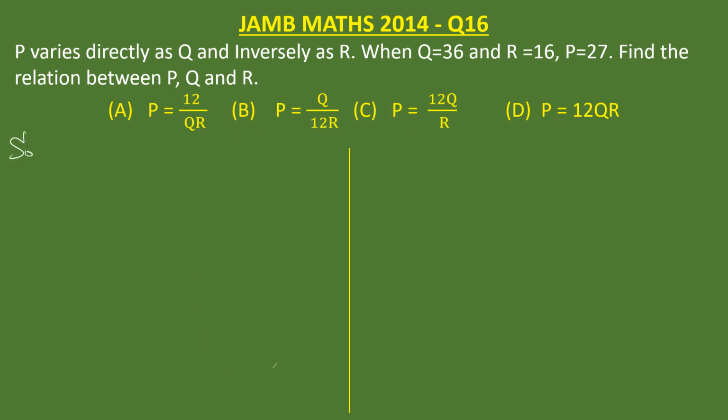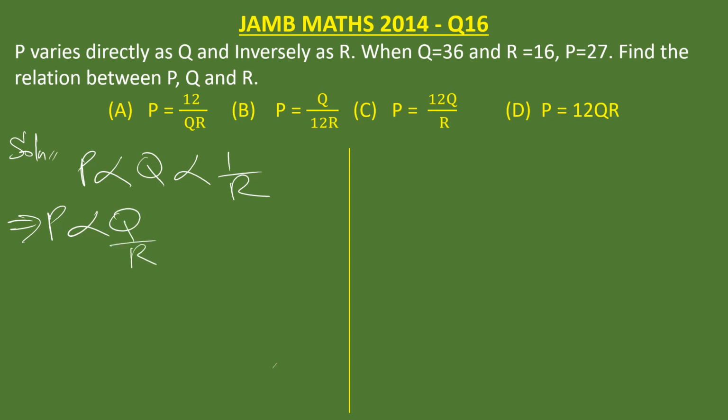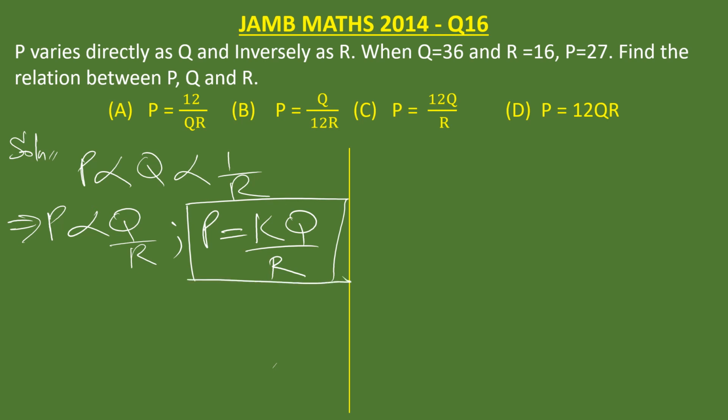So let's proceed. Solution. It says P varies directly as Q, and inversely as R. This simply means that P varies directly as Q over R. What this means is that P is equal to K times Q over R. So we have gotten the first equation. Now we have to look for the value of K.